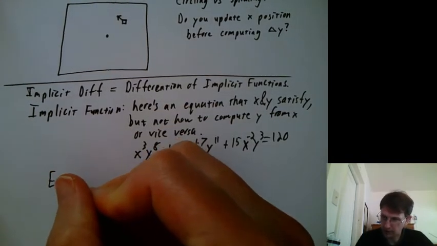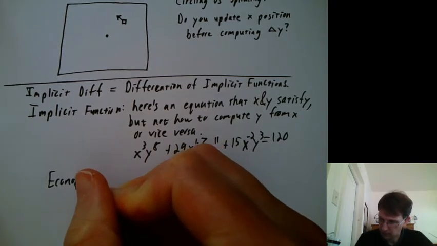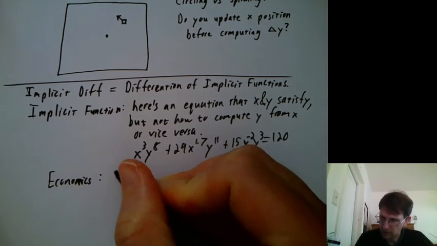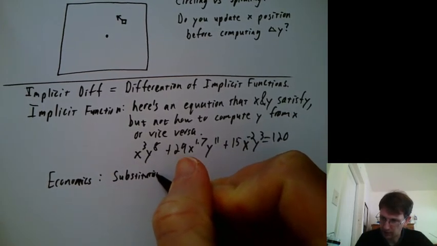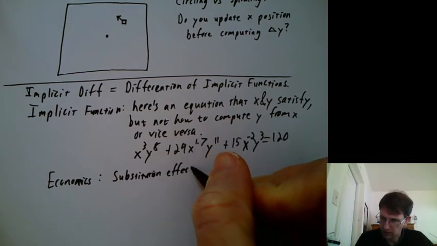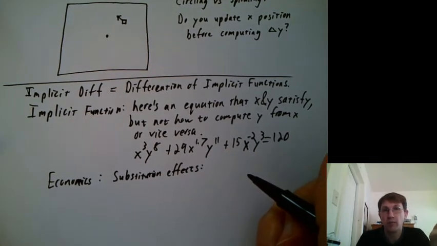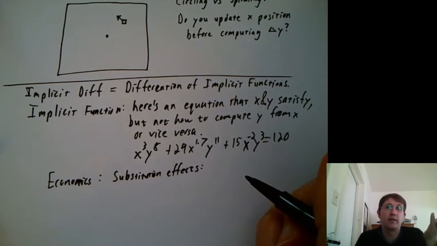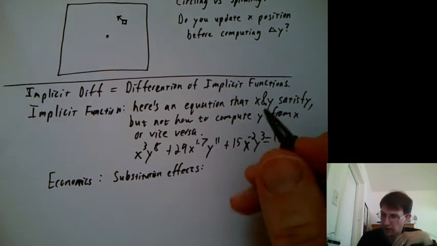In economics, they do something like this for substitution effects. For example, if you go to a store and they're out of your favorite thing, but there's this other product like it, sometimes you just buy that other thing, the thing like your favorite, and sometimes you just don't bother. Maybe it's too pricey, maybe it's not the right flavor or whatever.